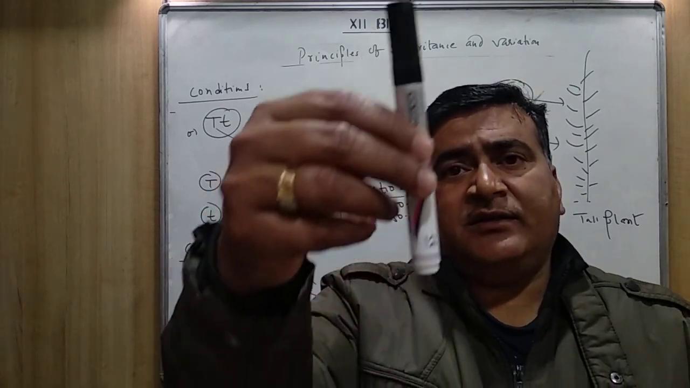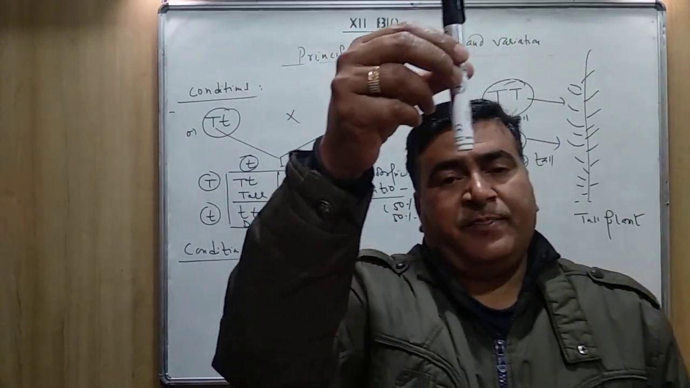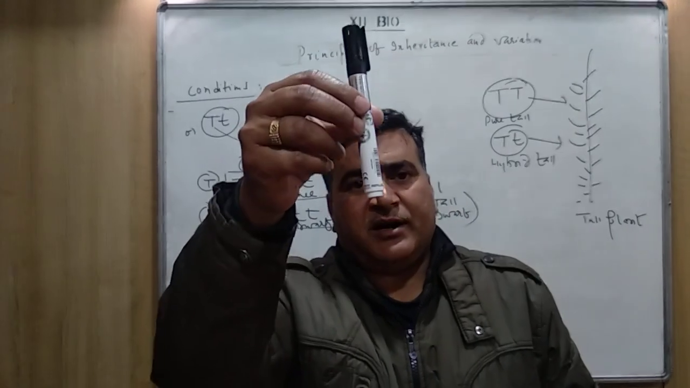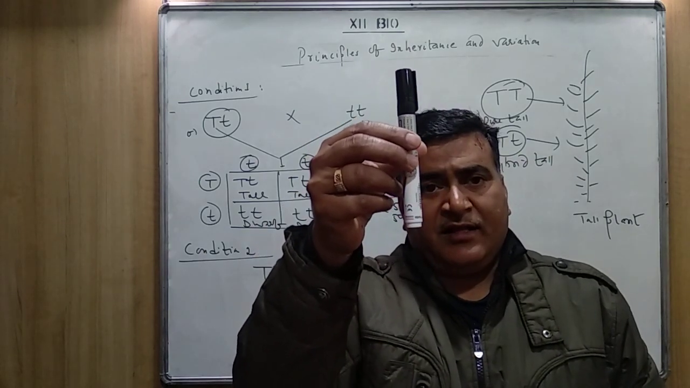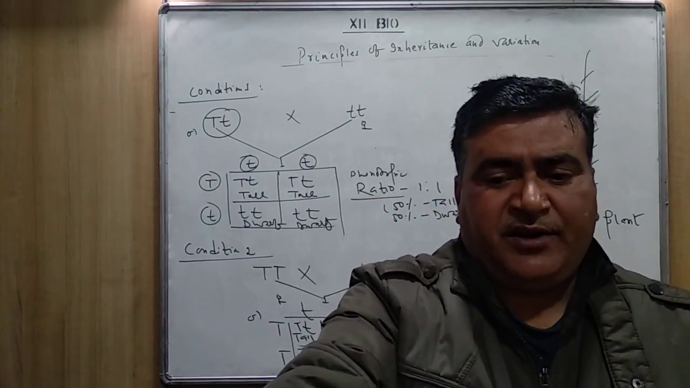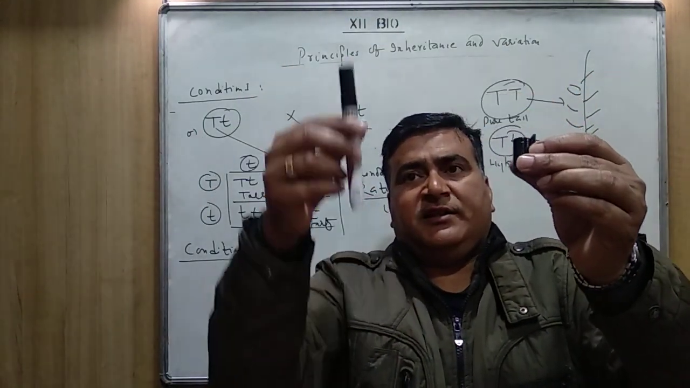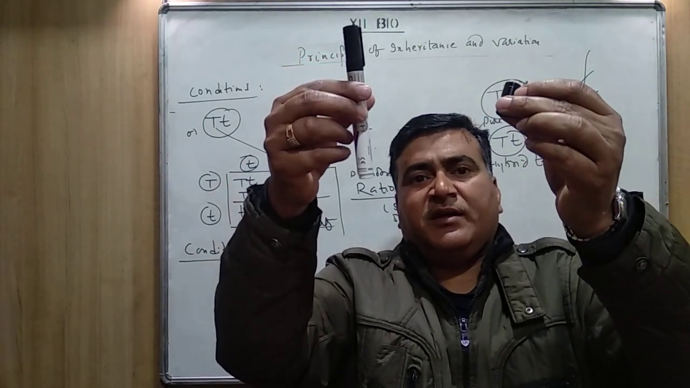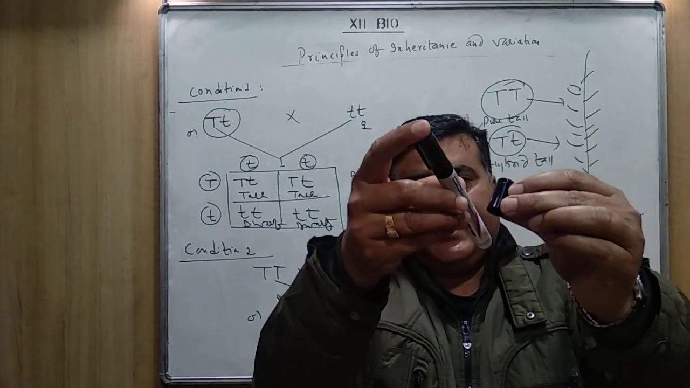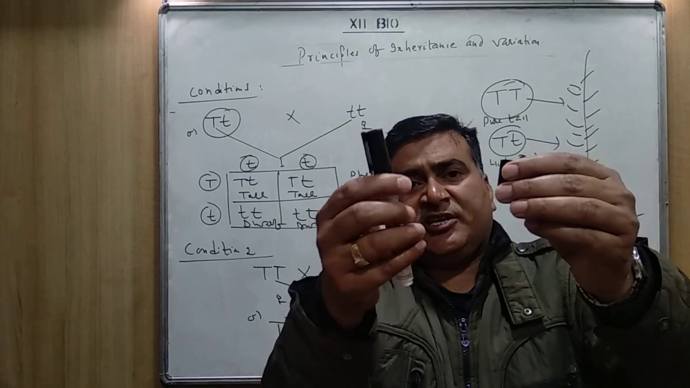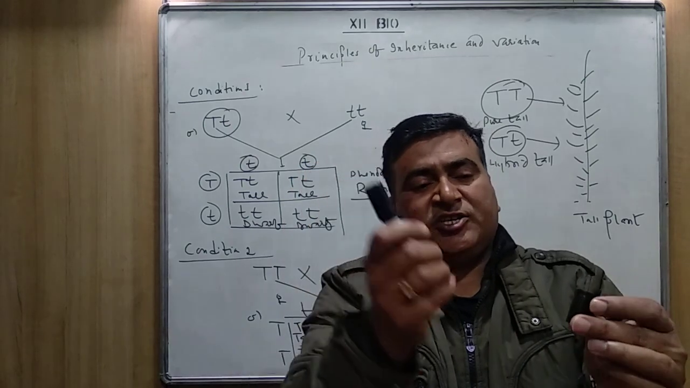Means this is the plant, and the plant is tall, and this tall plant, the tallness is the trait, and you can cross this tall plant with the dwarf one. Suppose this one is the dwarf plant, this is the tall, and you can make the cross. What kind of cross is this? Test cross. Because in test cross always the unknown parent having the dominant trait is crossed with their recessive one only.